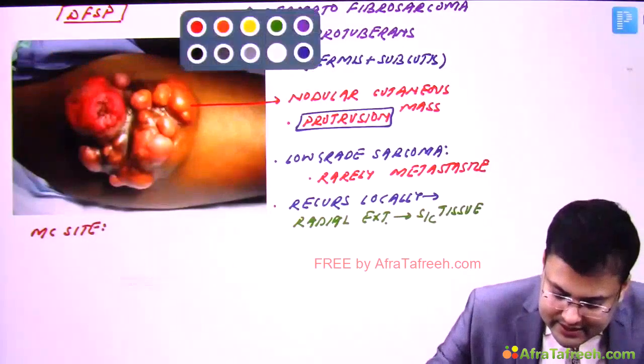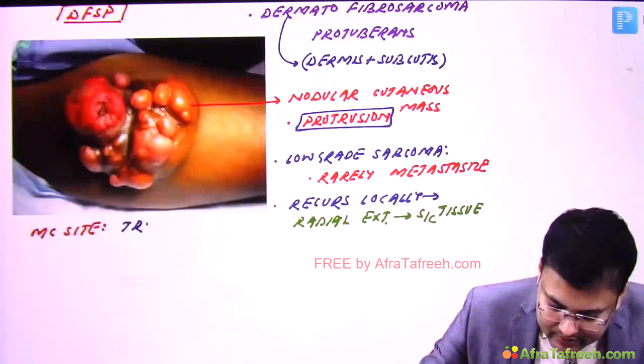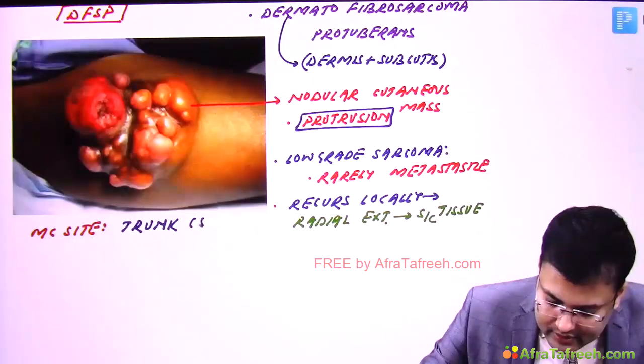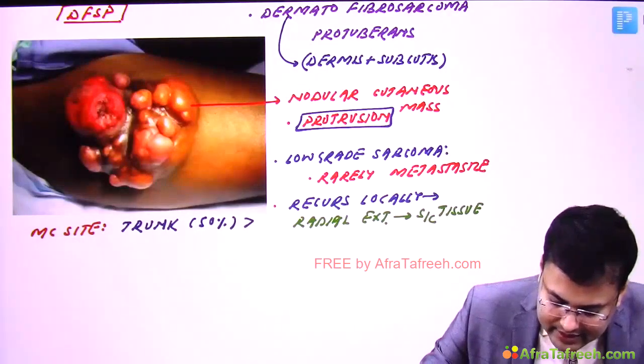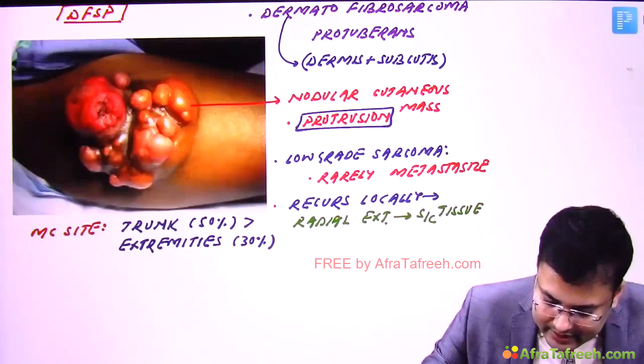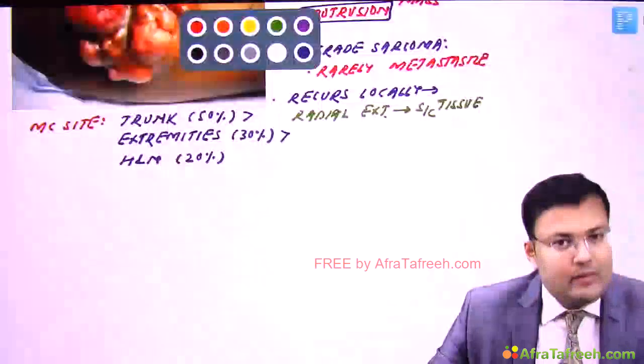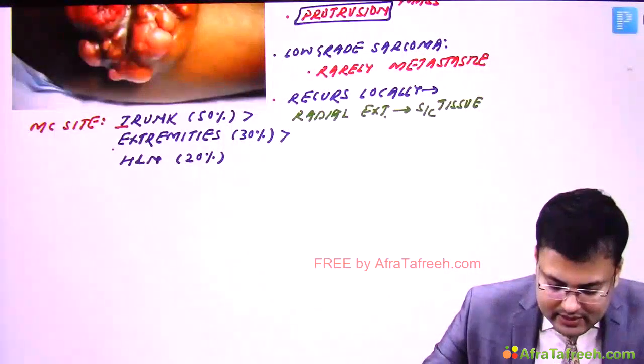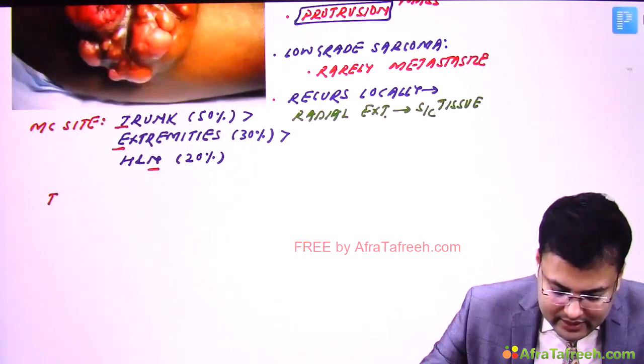in 50% cases, it is seen in the trunk, followed by extremities, which is seen in 30% cases, followed by head and neck, in 20% cases. Clear? So how to remember? The mnemonic is 10. 10. Trunk, extremities, neck, meaning head and neck.